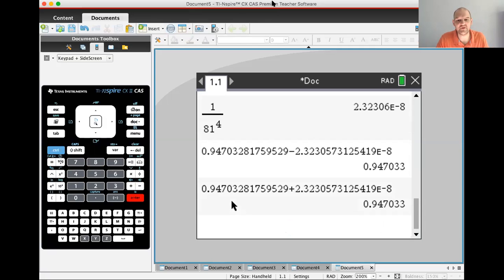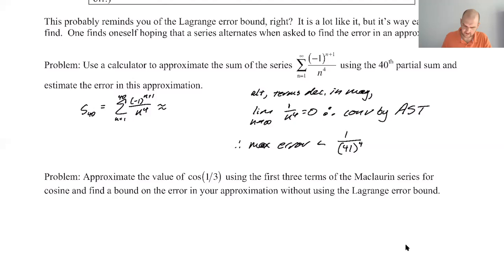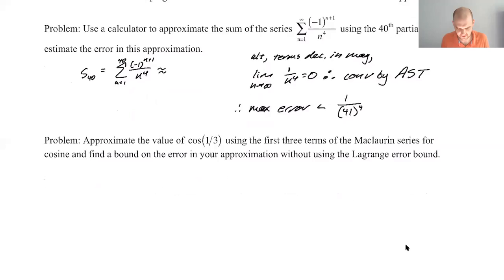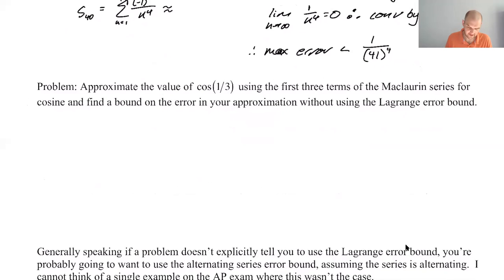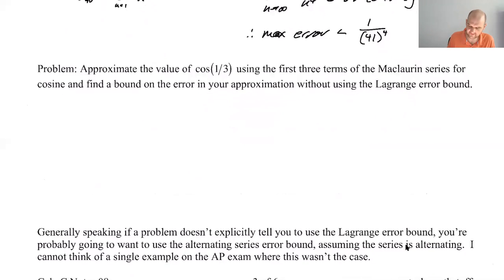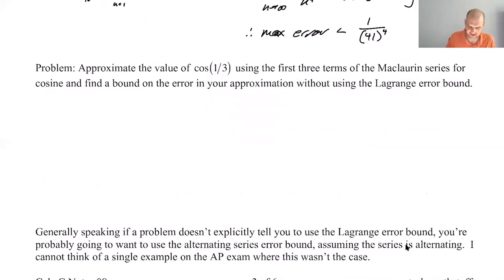All right, let's go back to the notes, see what else is on this page. There's only one more problem, so let's do it. All right, so error, alternating series, error term, first term left off, best thing in the world. You always just hope that it's alternating. Approximate the value of cosine of 1/3 using the first 3 terms of the Maclaurin series for cosine. Find a bound on the error in your approximation without using Lagrange error bound. So it should just be the first term left off if this is a convergent alternating series.